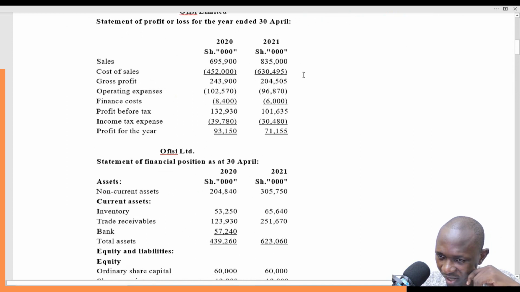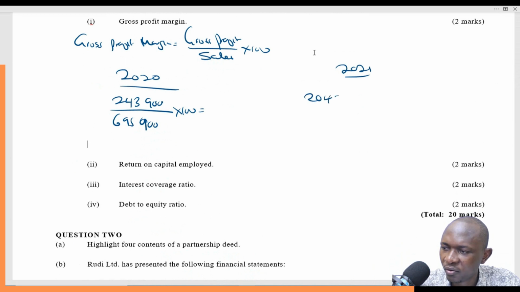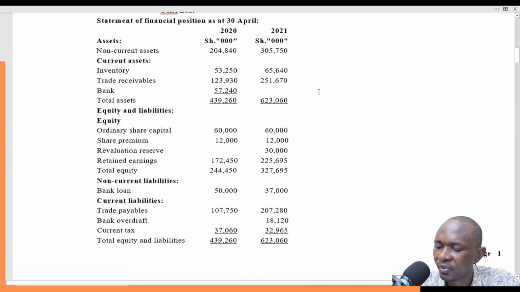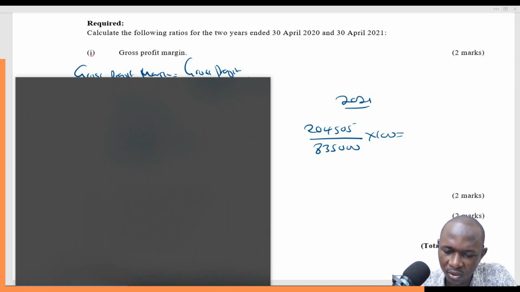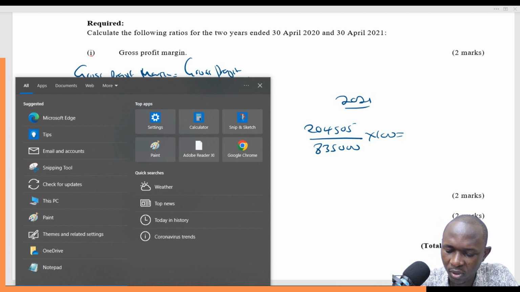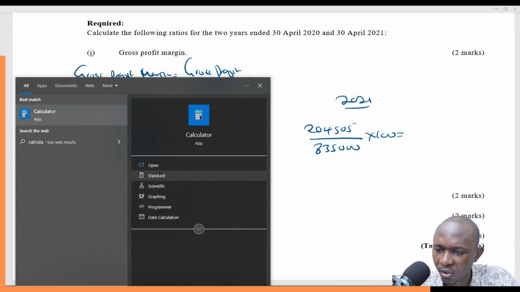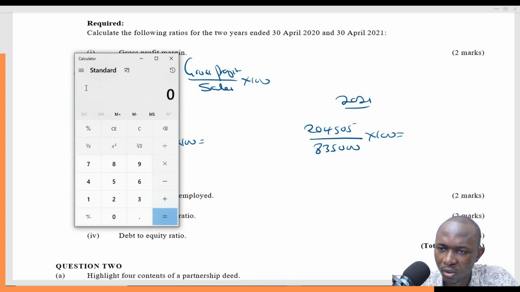The other side, we have gross profit of 204,505 over 835,000, times 100. I hope we have it right. 204,505 over 835,000. Good. So let's compute this and see how it goes. Sorry for that. Let's just get the calculator. Good. There we go.